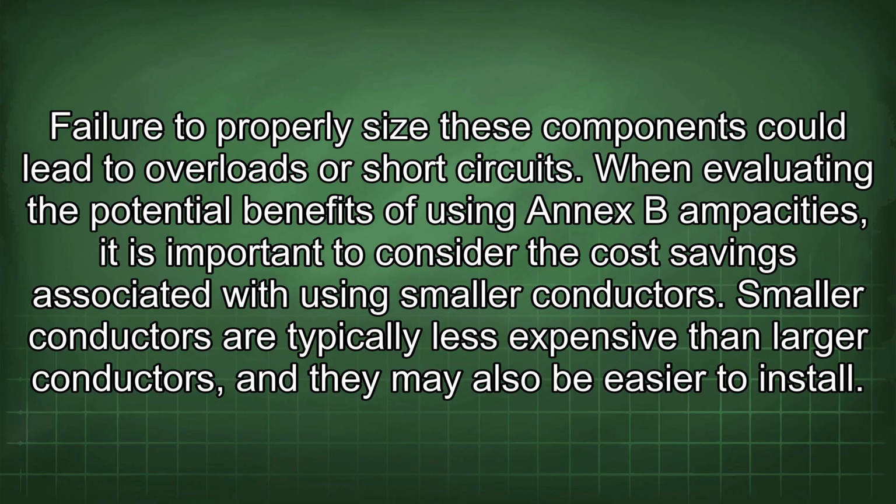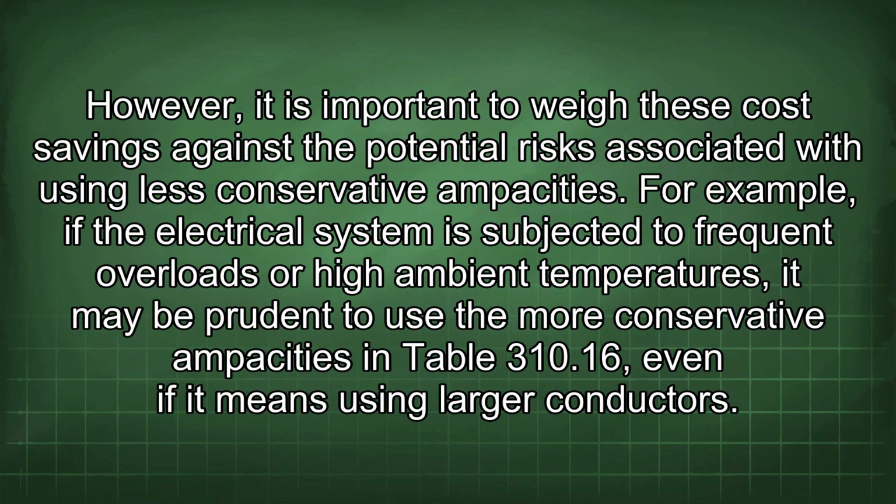When evaluating the potential benefits of using Annex B ampacities, it is important to consider the cost savings associated with using smaller conductors. Smaller conductors are typically less expensive than larger conductors, and they may also be easier to install. However, it is important to weigh these cost savings against the potential risks associated with using less conservative ampacities. For example, if the electrical system is subjected to frequent overloads or high ambient temperatures, it may be prudent to use the more conservative ampacities in Table 310.16, even if it means using larger conductors.